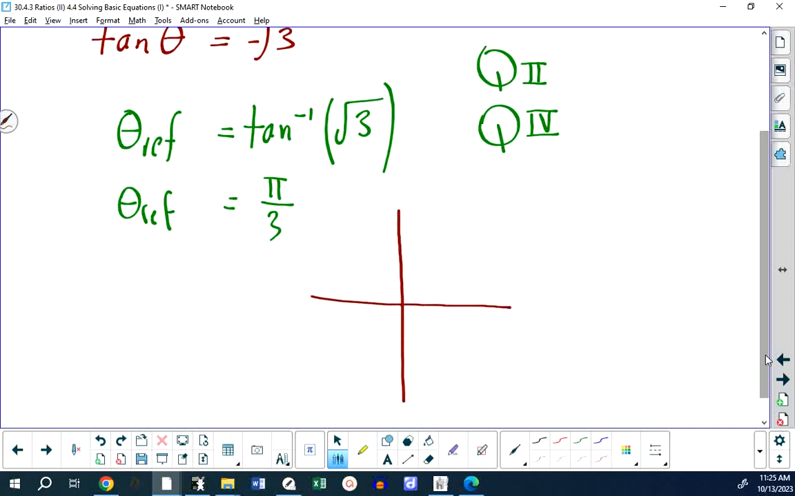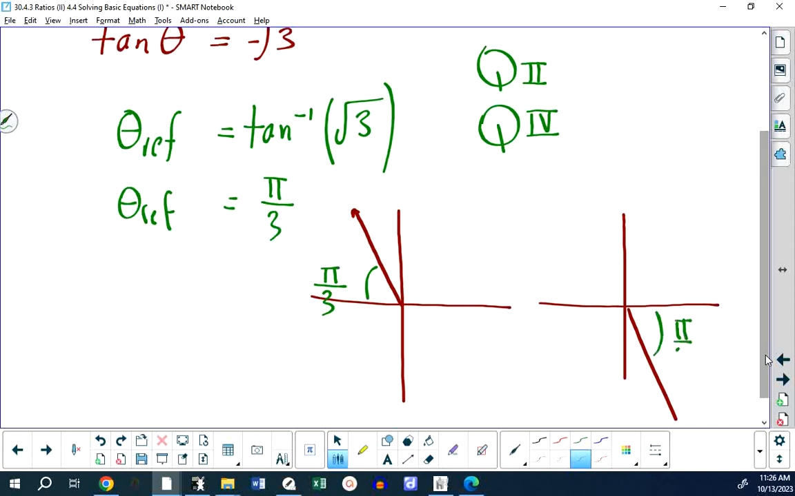Quadrant 2, this is pi over 3. The reference angle is pi over 3. And then quadrant 4, I tend to draw my pi over 3s bigger than they actually should be drawn. I just don't want you to confuse these points or arms with the 45-degree ones.